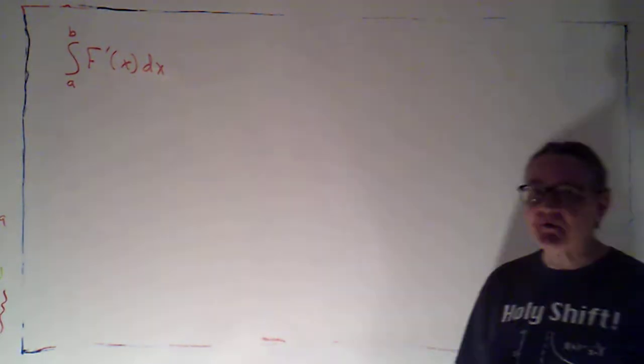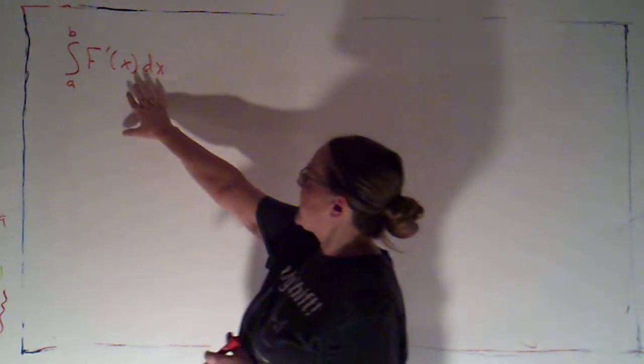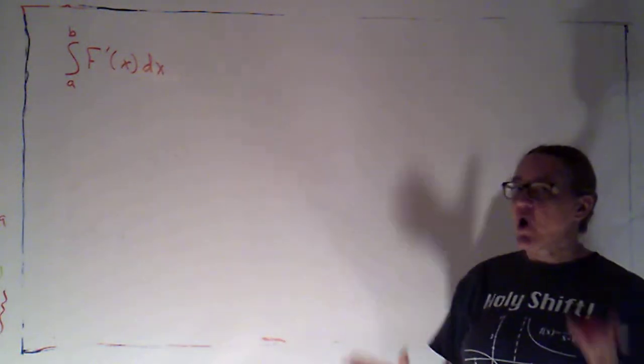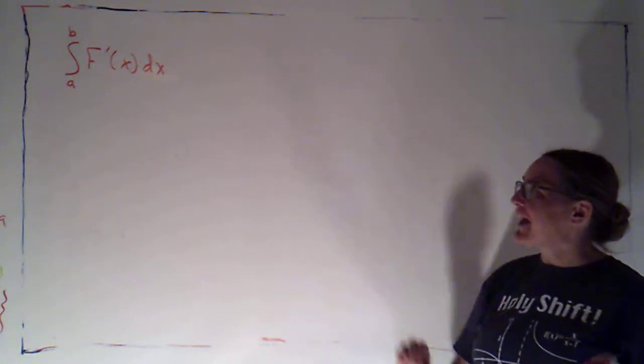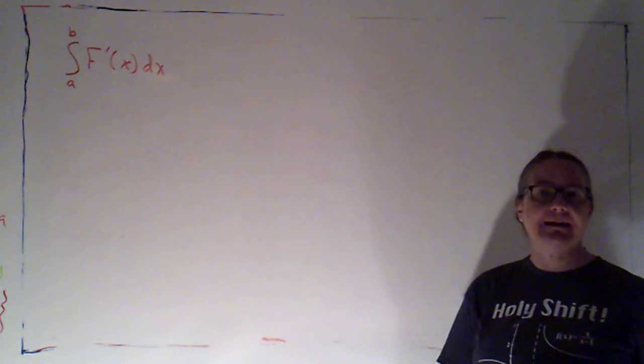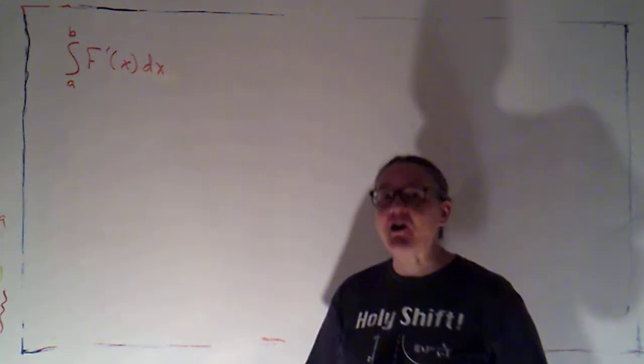Okay, in this video we're going to start to prove part 2 of the fundamental theorem of calculus. So I'm starting with the definite integral of F prime of x dx. I'm hoping to get to F of x evaluated at b minus what we get when we evaluate at a. Okay. Now, this is going to be a fairly long argument.